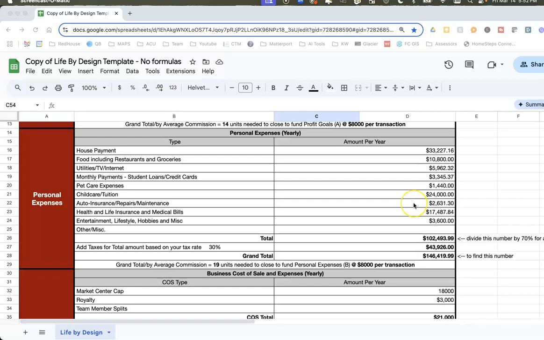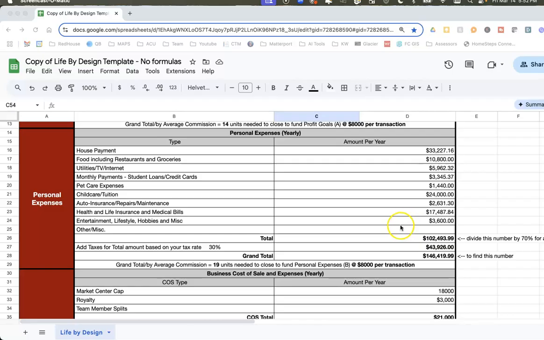And then next I go down to auto insurance, repairs, and maintenance. Since I own my car and my company doesn't, I'm personally paying for my auto insurance, my repairs, and my maintenance. And that came out to about $2,631.30 last year. Next, I'm looking at health and life insurance and medical bills. And when I annualized my health and life insurance and medical bills, I came up with the number of $17,487.84.